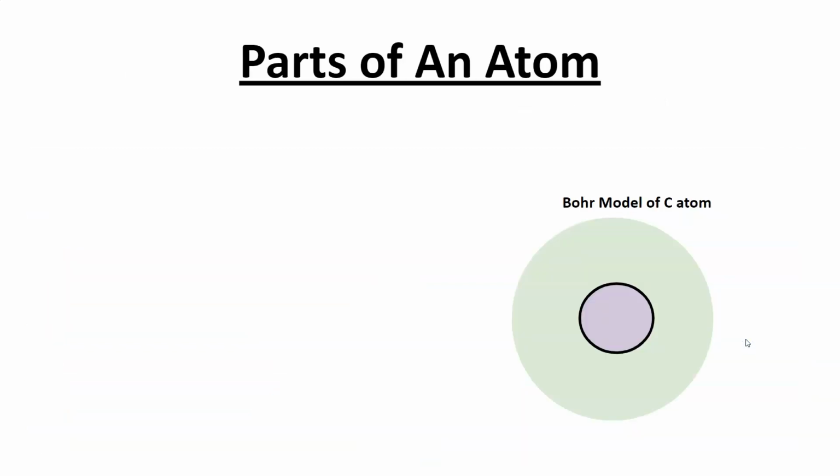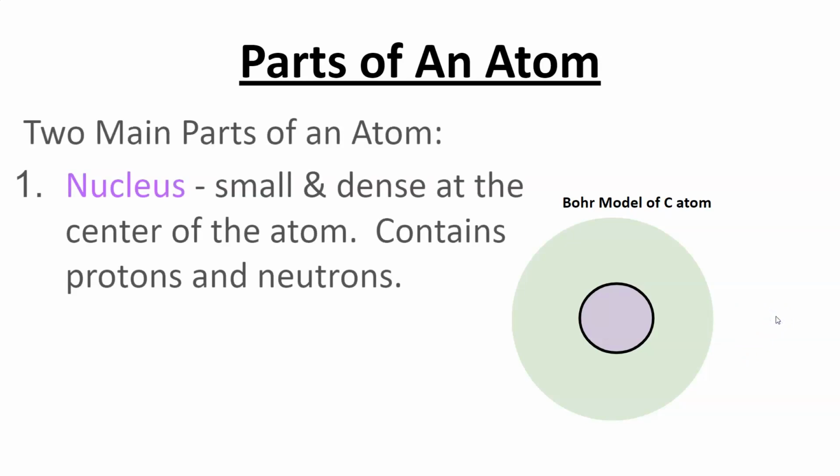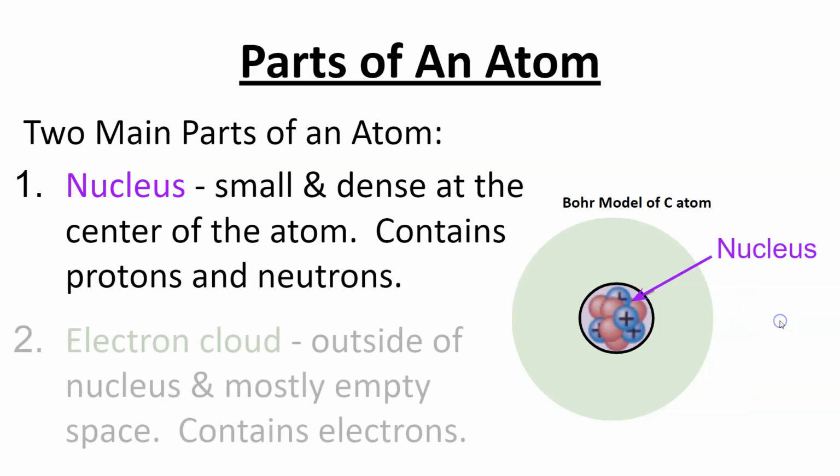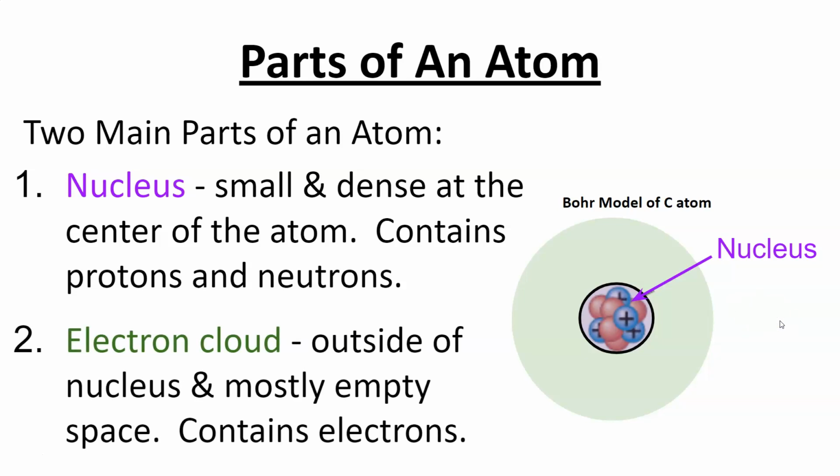All right, so let's review the parts of an atom. Remember, an atom is made up of 2 parts. You have the nucleus, which is that small, dense center at the center of the atom, and it contains the protons and the neutrons. The second part of the atom you have is your electron cloud. That's outside of the nucleus, and it's mostly empty space, and that contains the electrons.